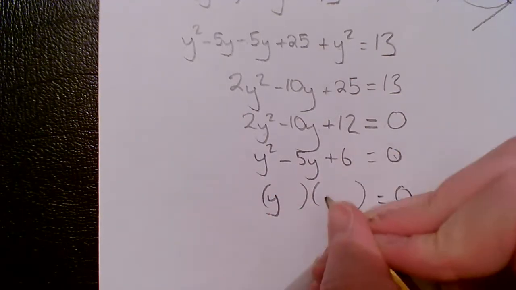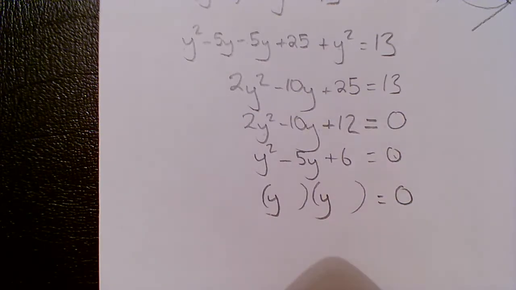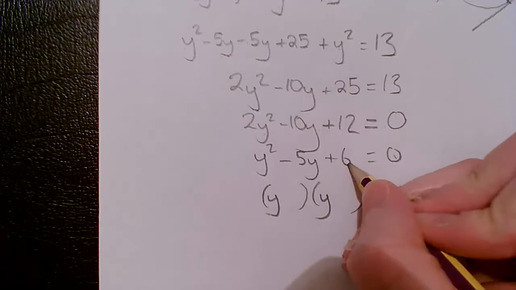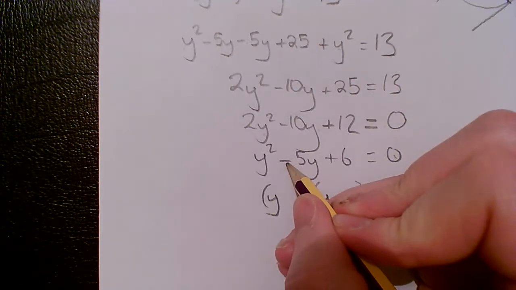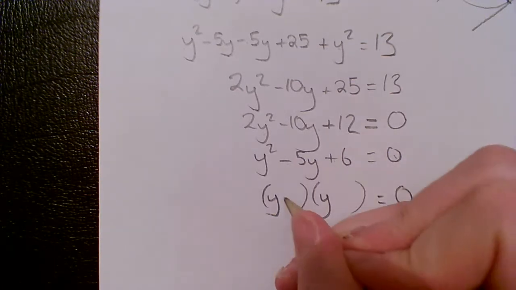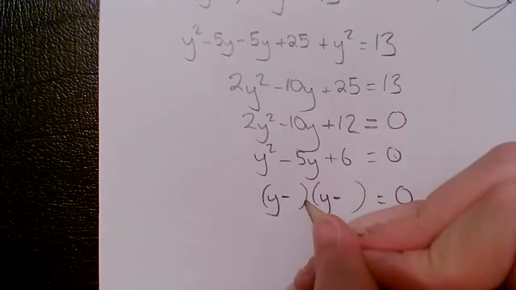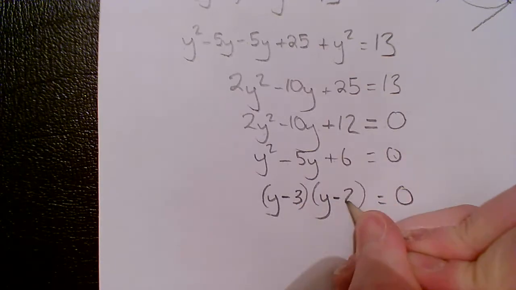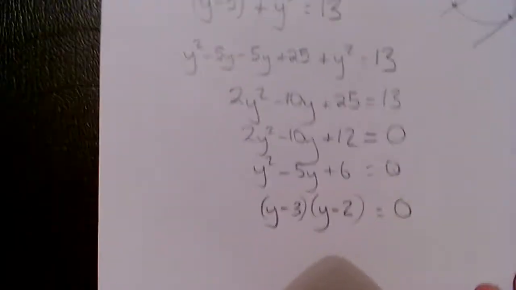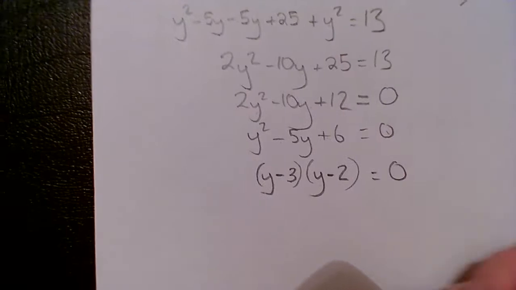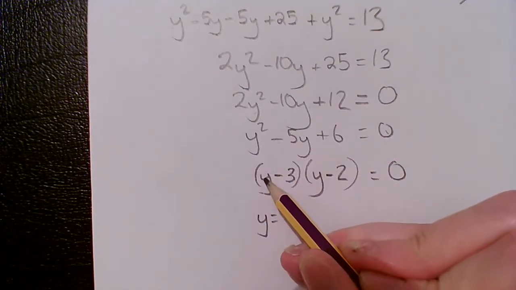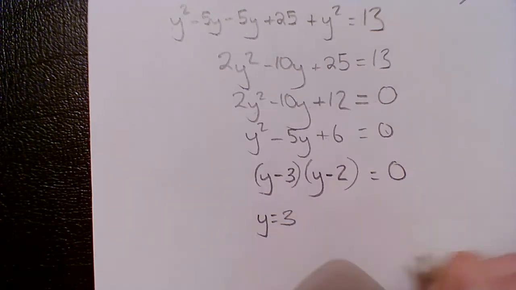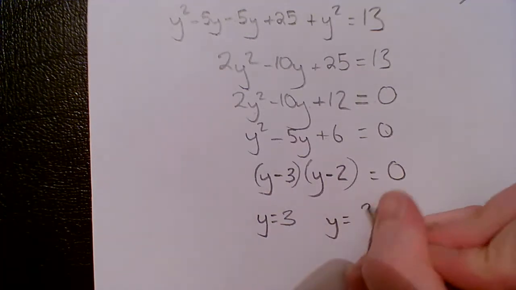So y, and I need 2 numbers that multiply together to give me plus 6, add together to give me negative 5. Well, if they're adding to make a negative, but multiplying to be a positive, they both must be negative, and it must be negative 3 and negative 2. So now I know that my y values are, well, to make this bracket 0, y would have to have a value of 3, so y equals 3. And from this one, y equals 2.